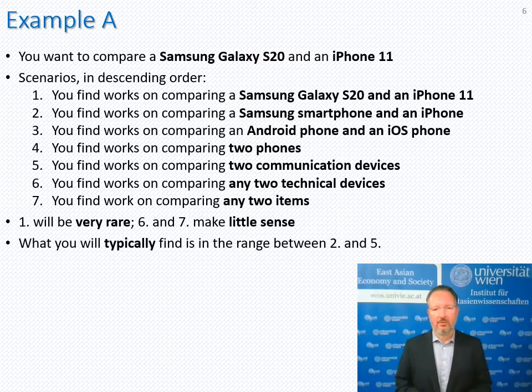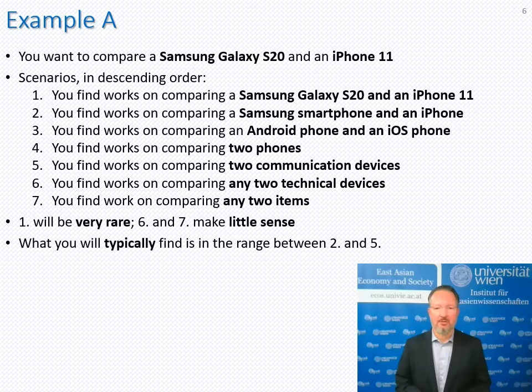And then you see the whole thing becomes more abstract. Now you just compare two phones. You look for literature comparing two phones. The thing is, it can still be useful, right? Again, remember, you look for criteria for this comparison. So of course, comparing two phones might be offering you some new ideas on what actually to look at if you do such a comparison. Okay, if you find nothing on comparing two phones, then you look for works comparing two communication devices, or any two technical devices, or any two items. Well, point 6 and 7 really don't make much sense here.